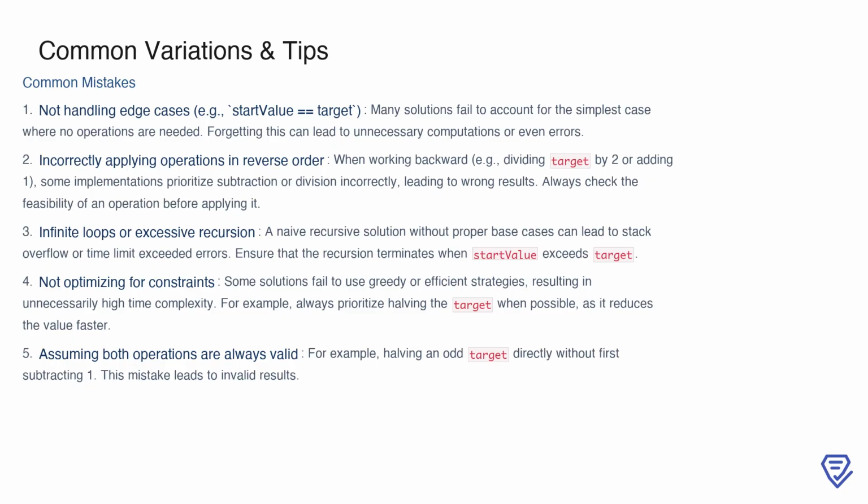Additionally, naive recursive solutions can get stuck in infinite loops or excessive recursion if proper base cases aren't defined, leading to stack overflow or time limit exceeded errors. Optimizing for constraints is also crucial. For example, always prioritize halving the target when feasible, as it reduces the value more quickly. Lastly, remember that not all operations are valid at all times. For instance, halving an odd target without adding 1 first is impossible and can lead to incorrect results. Being mindful of these mistakes will help you write robust and efficient solutions.